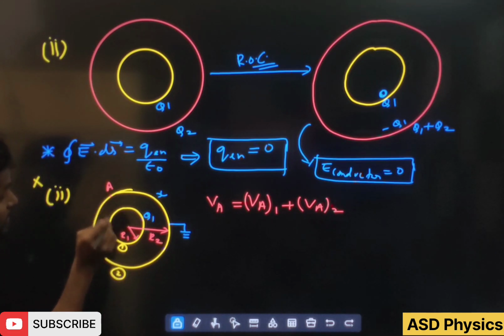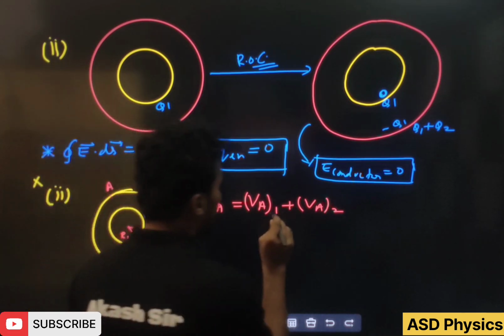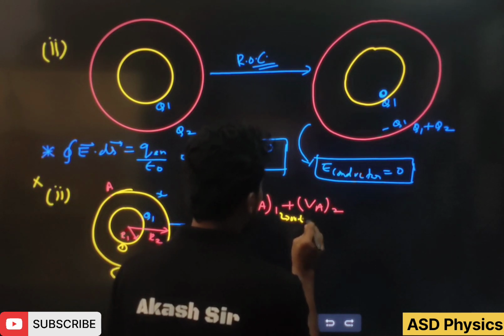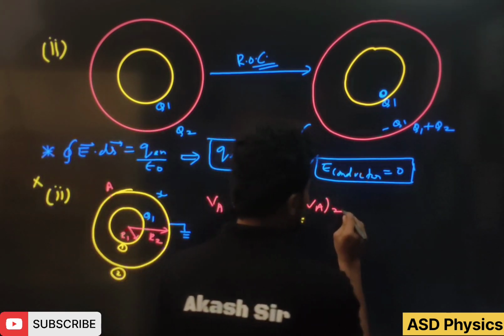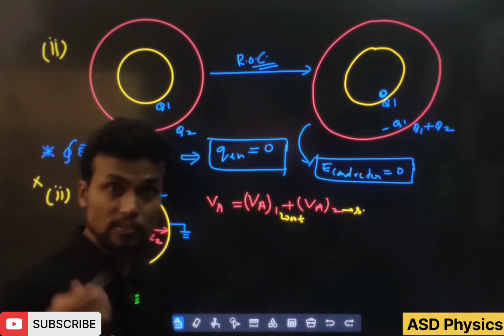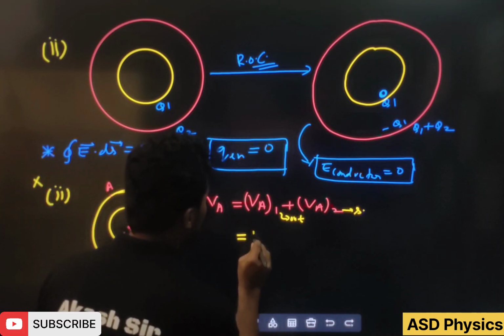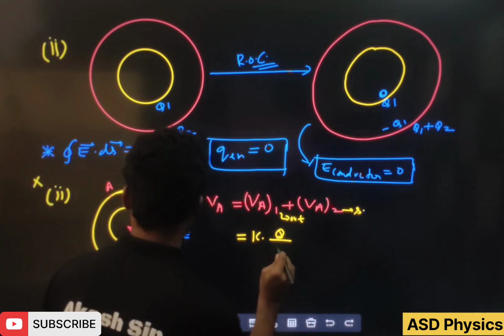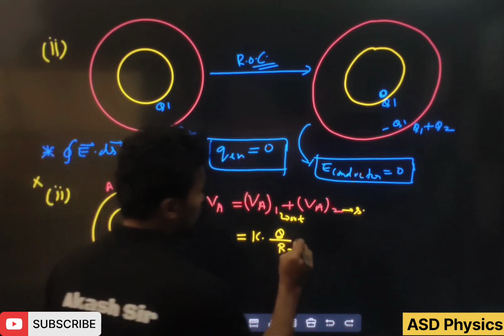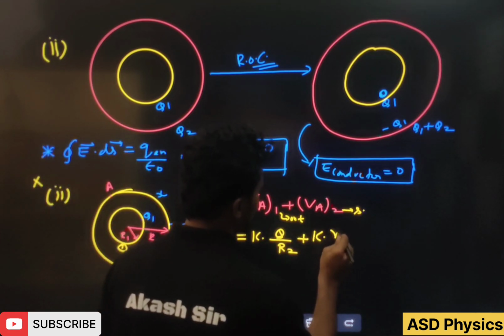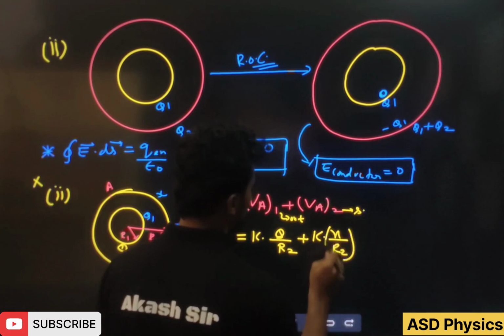This is the second one. Point A with respect to 1 is where? Outside. And point A with respect to 2 is where? On the surface. S means surface. So outside means what do we write here? K into Q by R2, the actual distance. And on the surface, R2 plus K into X by R2.